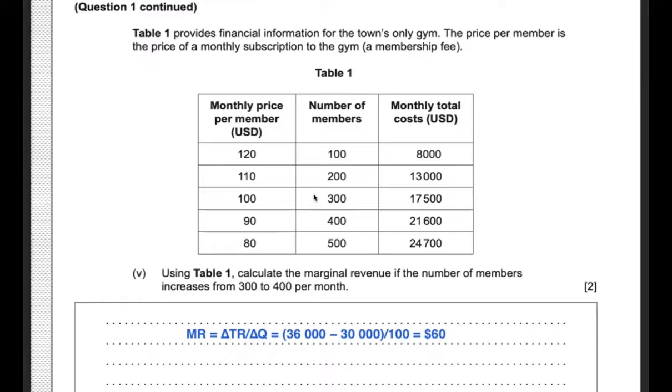And then when you have a total of 400 customers, you earn 36,000. So the total revenue increase is 6,000. And then you divide this by the additional number of customers, which is 100. So the marginal revenue is $60.